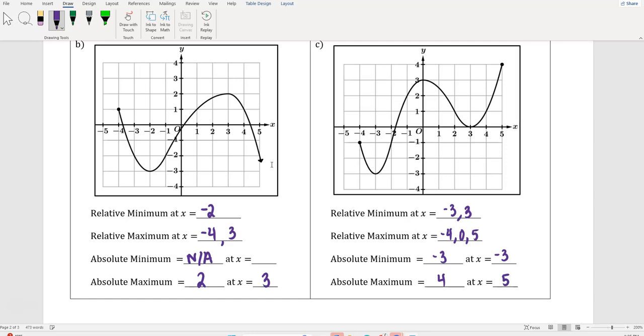For C, you have relative minimums at x equals -3 and +3. You have relative maximums at -4, 0, and 5. Somebody out there probably has -4, 3, and 5. But give the x coordinates, that 0 right there is the x coordinate. Absolute minimum is -3, which occurs at -3. And the absolute maximum is 4, which occurs at x equals 5.